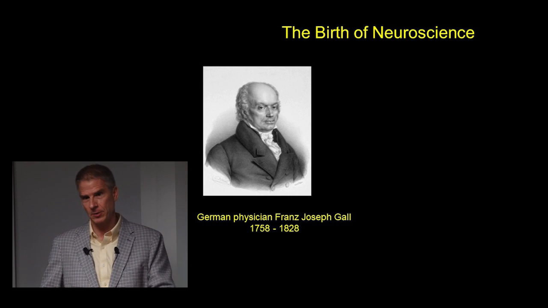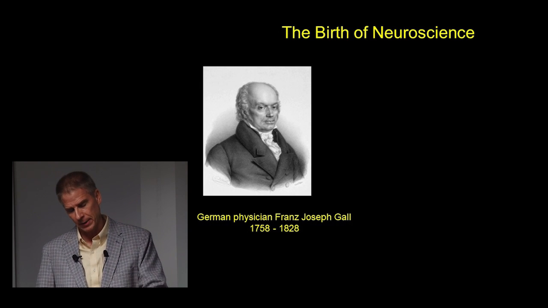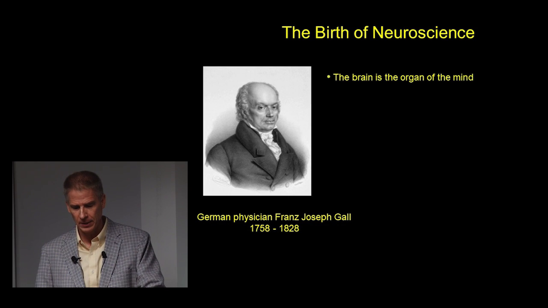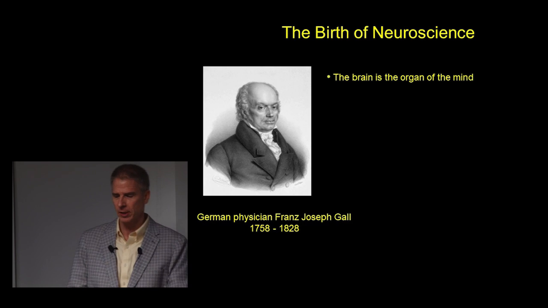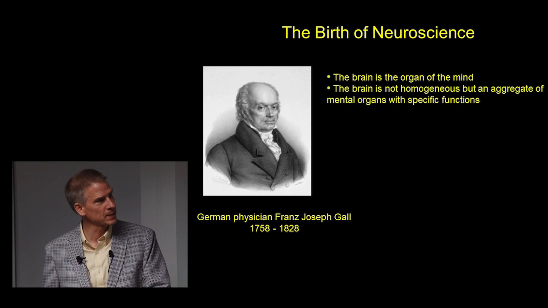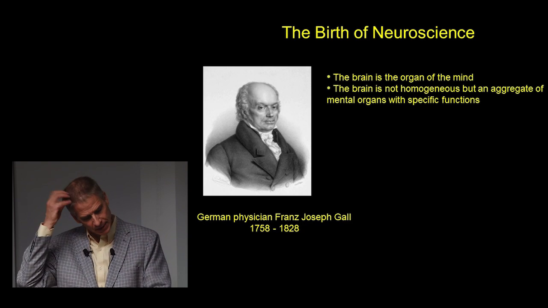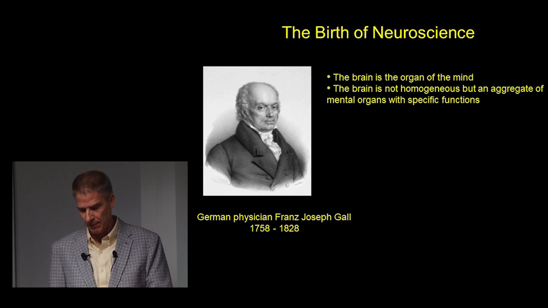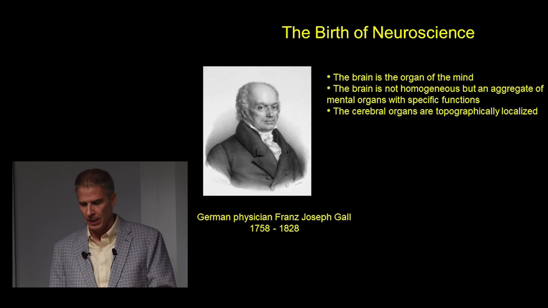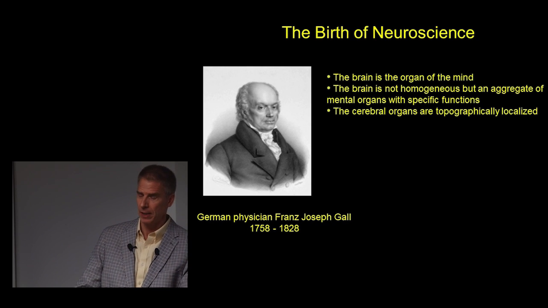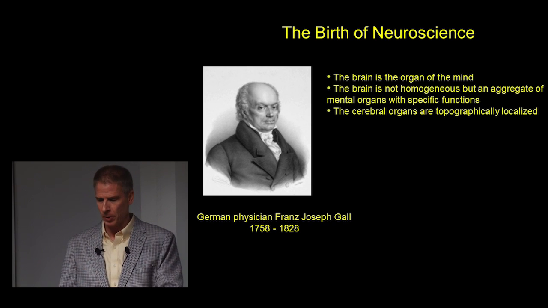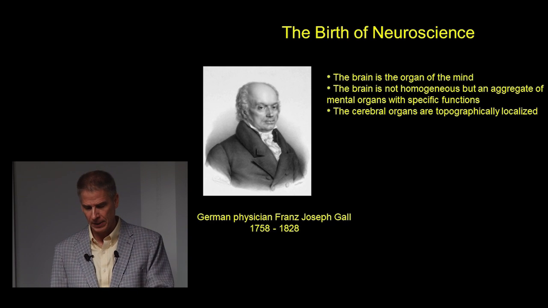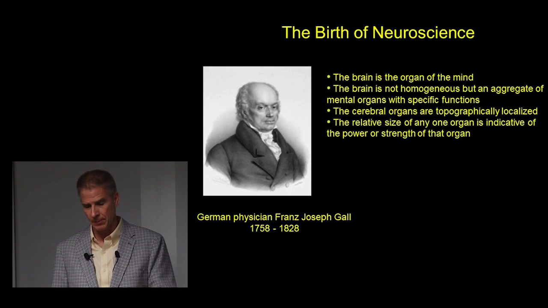So he made these statements that to us are obvious, but he defended them at a time when they were not popular, when there was little evidence. The brain is the organ of the mind. The brain is not homogeneous, but an aggregate of mental organs with specific functions. They're discrete functions done by the mind, and they have discrete localization in specific parts of the brain. These parts, in the cerebellum and in the cortex, are topographically organized, with nearby regions doing nearby, similar things.